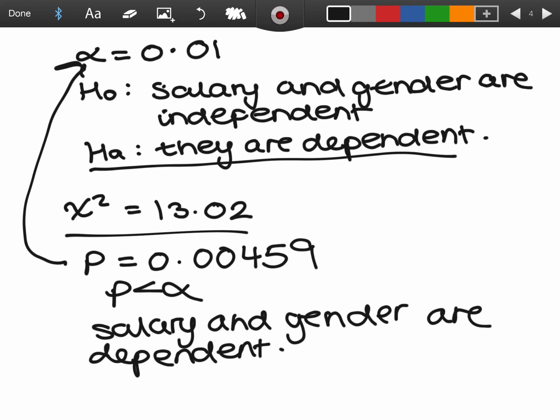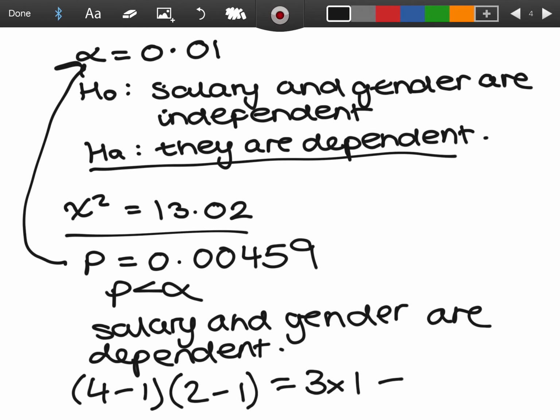Now, what you can also do, if you look, it gives you your degrees of freedom, which was the number of rows minus 1, which was 4 minus 1, times the number of columns minus 1, which is 3 minus 1, which is 2. So I've got 6 degrees of freedom, and it calculates that as well for you.